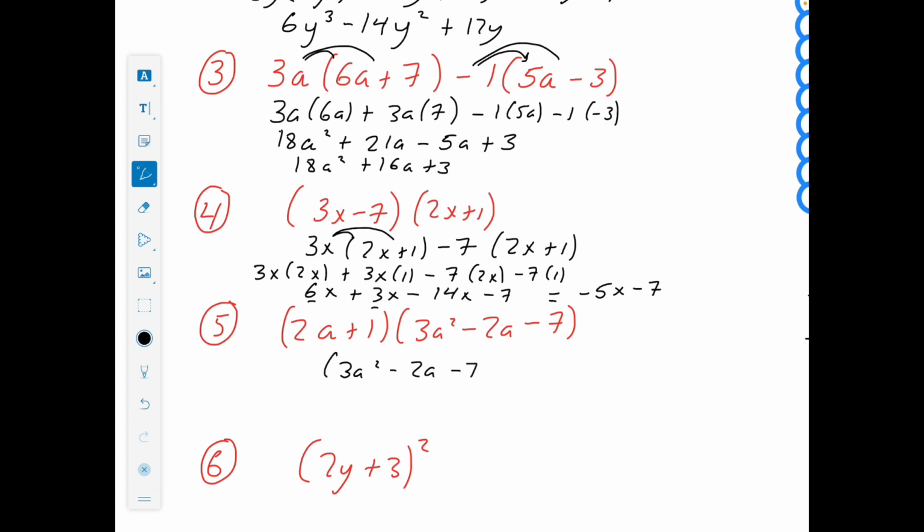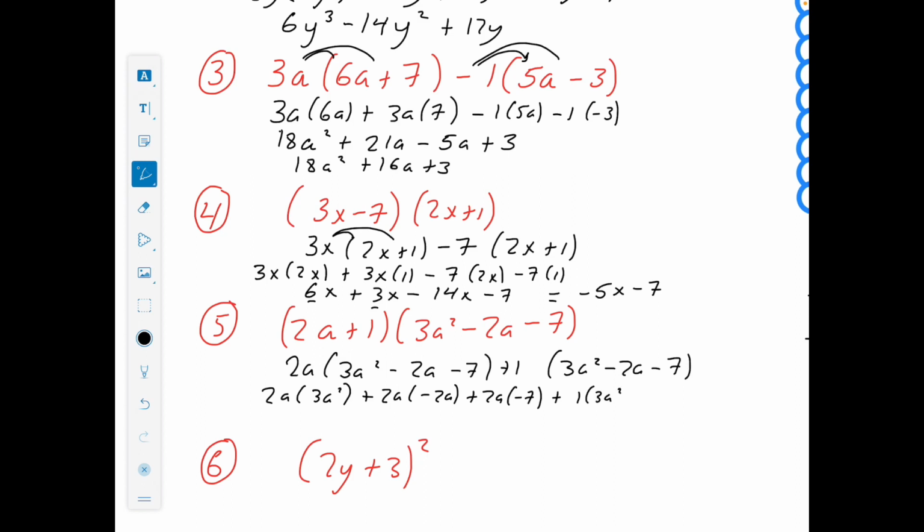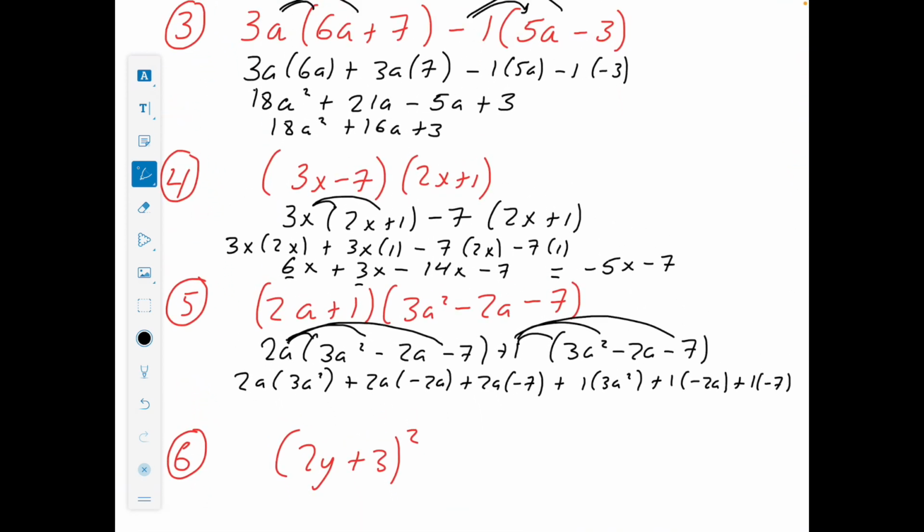Okay, now when we have three things in the second bracket, same thing. So again, write down the second bracket twice. So that'll be 3a squared minus 2a minus 7. And split up the first bracket. So this then will be 2a by 3a squared, minus 2a, plus 2a, sorry, it should be plus 2a multiplied by minus 7. And then plus 1 by 3a squared plus 1 by minus 2a plus 1 by minus 7. Okay, so I did that by that and so on, and then the same thing here.